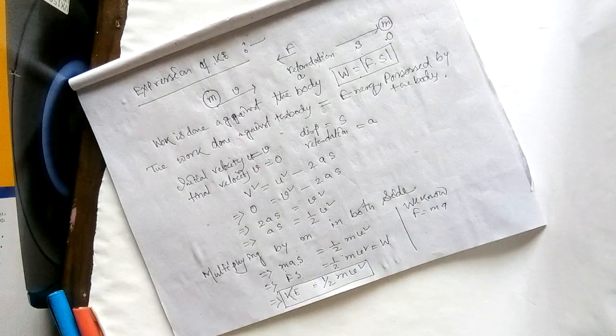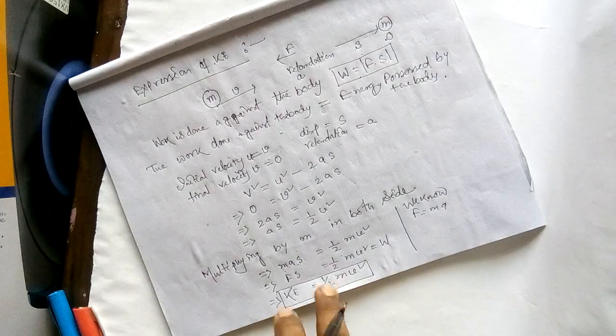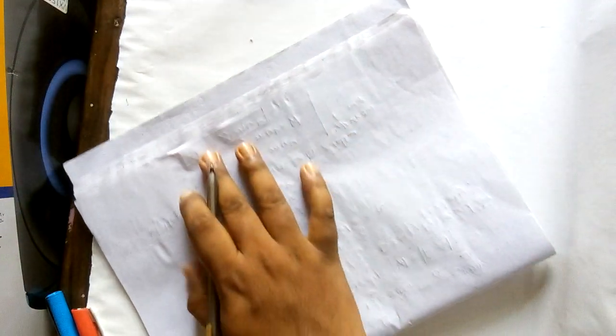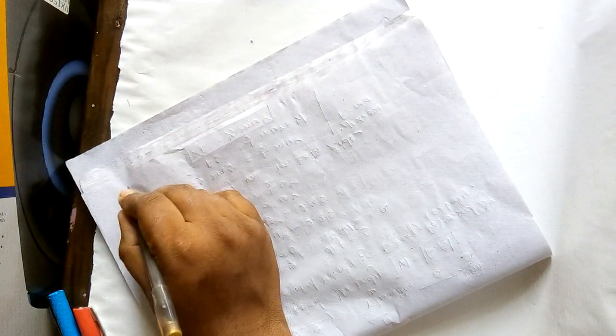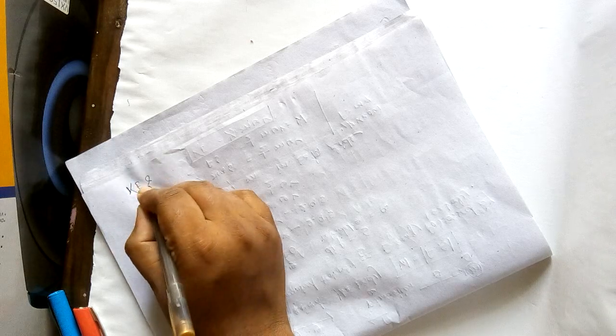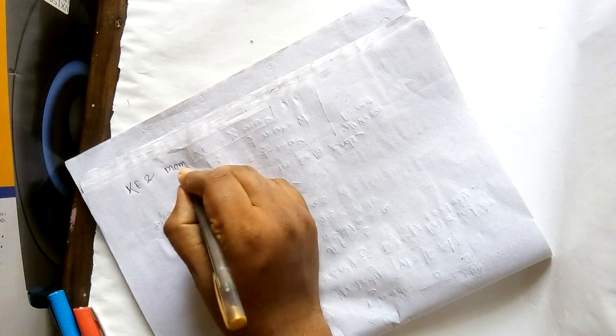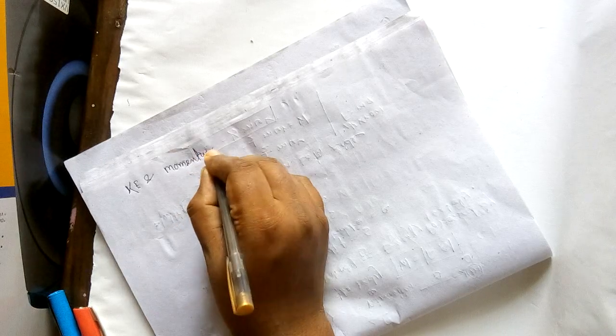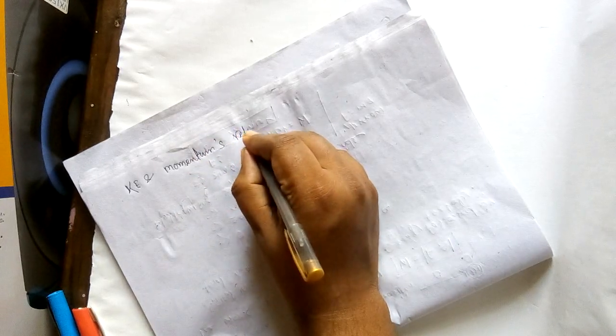I think it is clear enough. Clear? Now we'll go and find the relationship between kinetic energy and momentum. So the equation of kinetic energy we got is half mv squared. We'll go to the next part. What is the next part? The next part is kinetic energy and momentum's relationship.